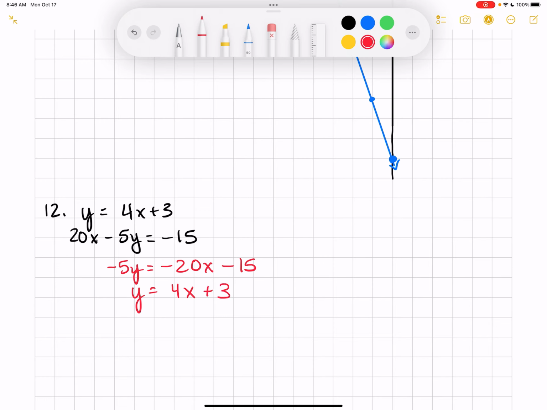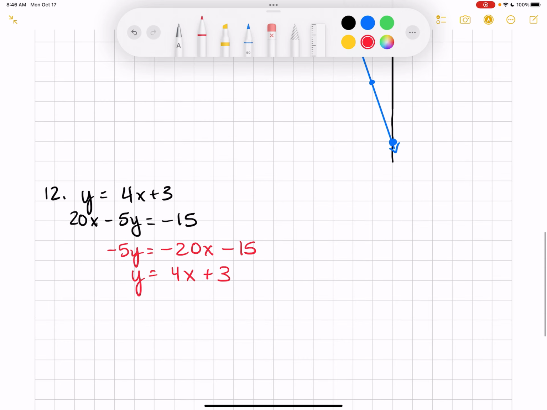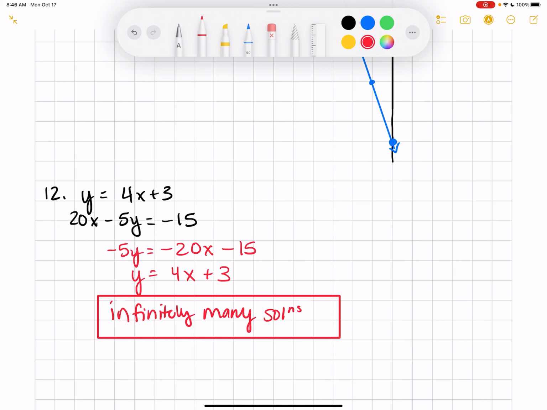Now what do you notice? Same equation. What does that mean? Parallel? No. They're the exact same line. Parallel would have the same slope, different y-intercept. So these are the same line. You do not need to graph it. All you need to say is infinitely many solutions. So if they come out to be the same line, you do not need to graph them. You can just say infinitely many solutions.